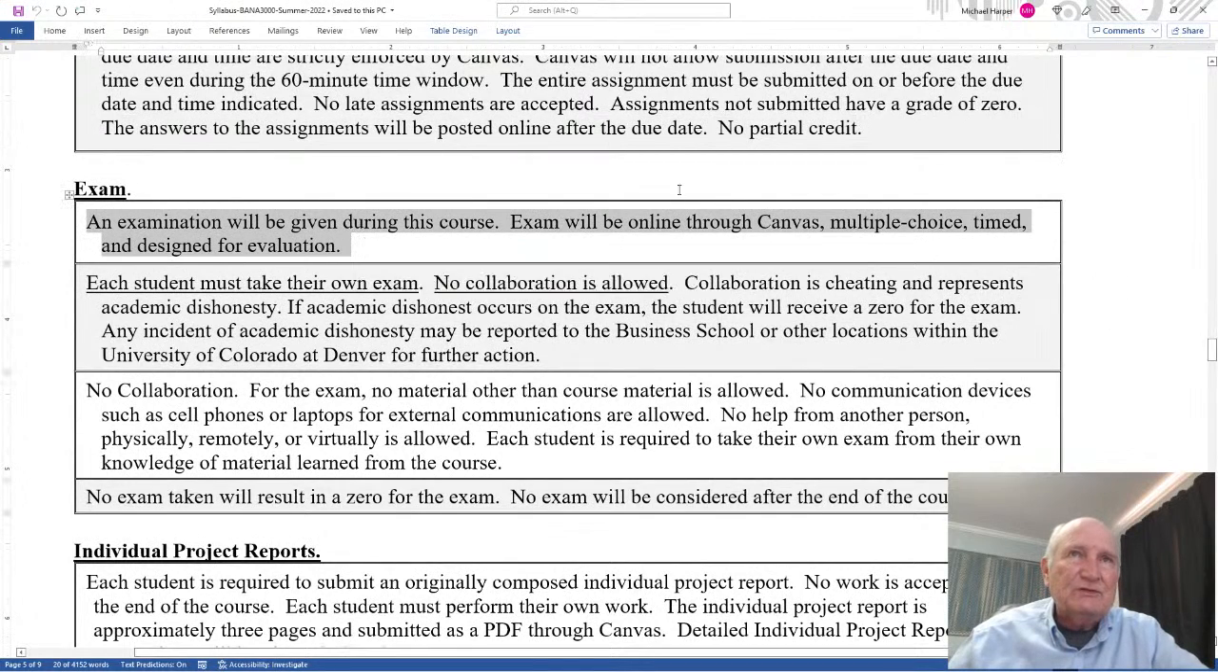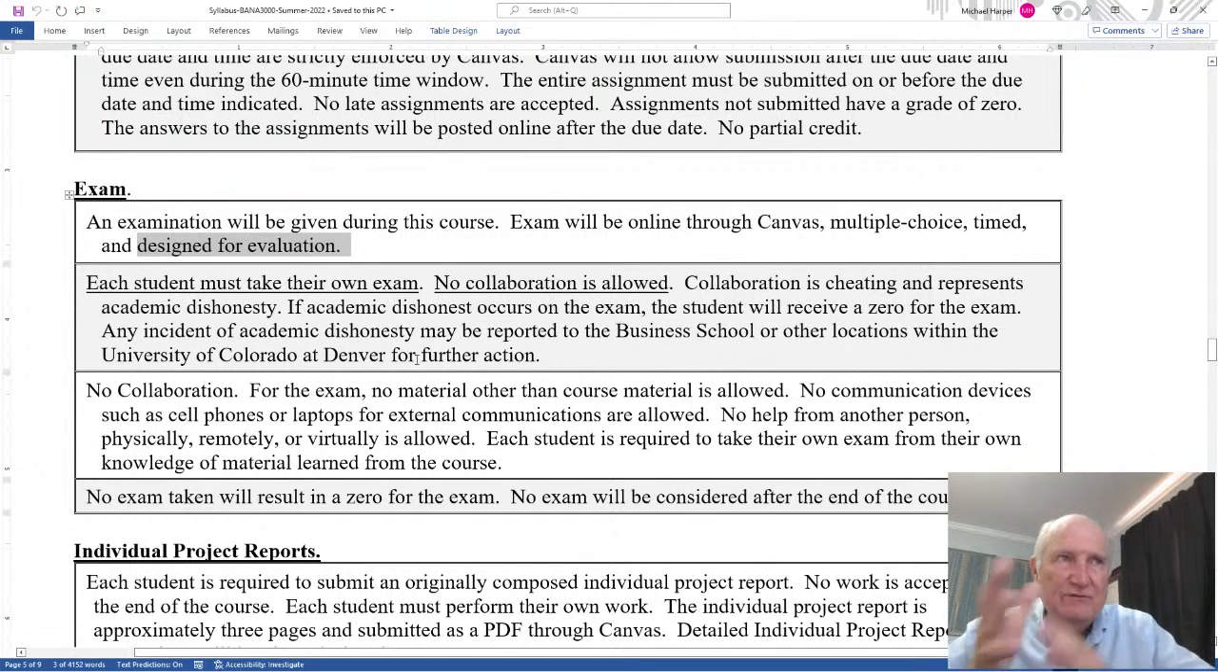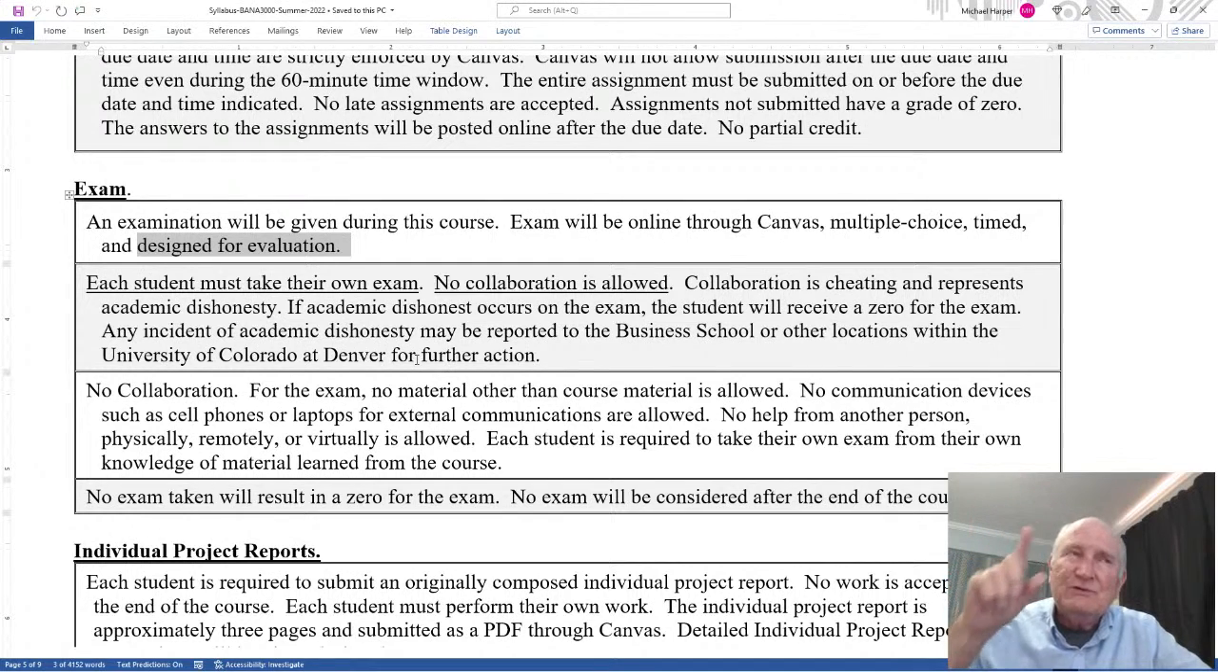Examinations will be given during this course. Exams will be online through Canvas, multiple choice, timed, and designed for evaluation. What I mean by that phrase, designed for evaluation: the homework, lectures, and videos are designed for learning. The exams are not designed for learning. They're designed to evaluate what you've learned.